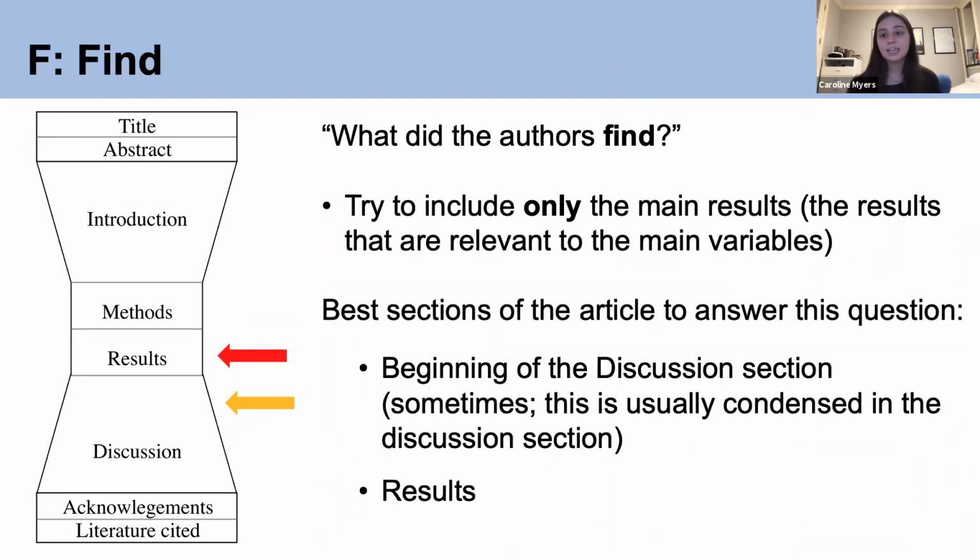The F section is also, I think, probably after the method section, the next most straightforward section to answer. What did the authors actually find? This can generally be found in the results section, but be warned because the results section can sometimes be a little bit statistics heavy, computationally heavy, right? So we're asking you to identify the specific relationship that the authors found between the independent variables and the dependent variables, right? Generally, you can find this in the results section, also a bit in the beginning of the discussion section, but this can be kind of condensed, right?